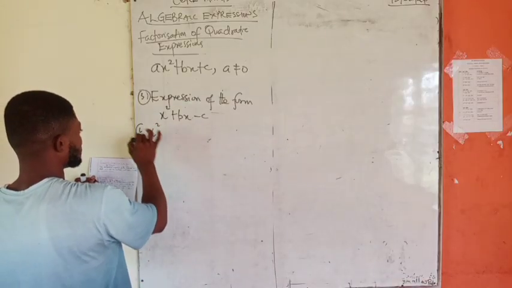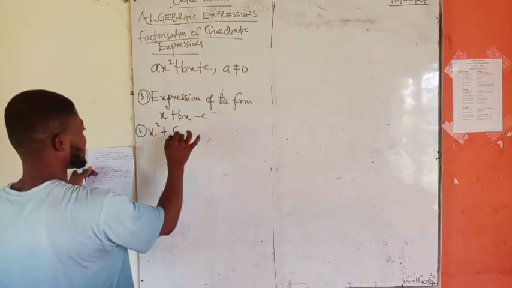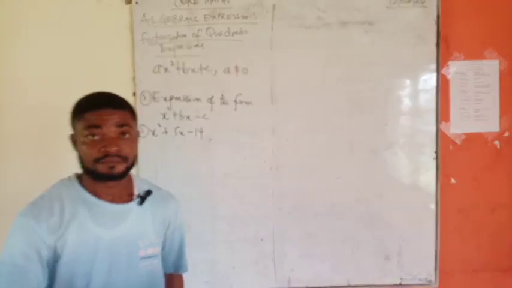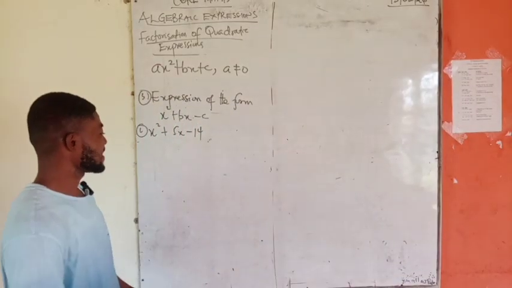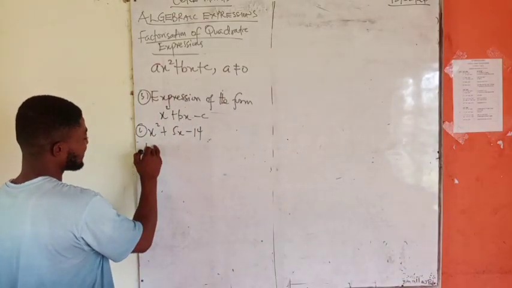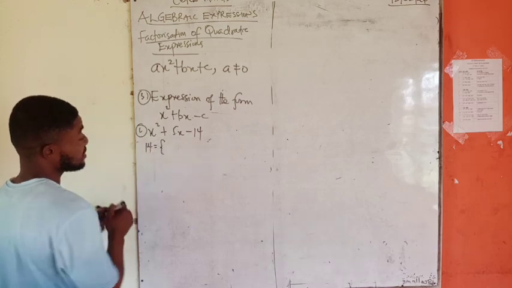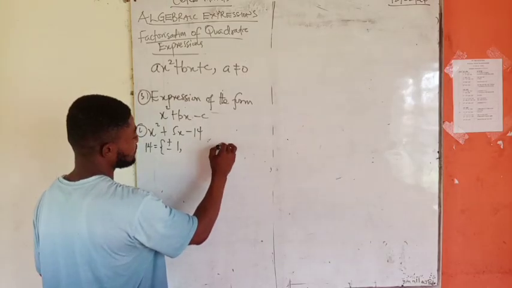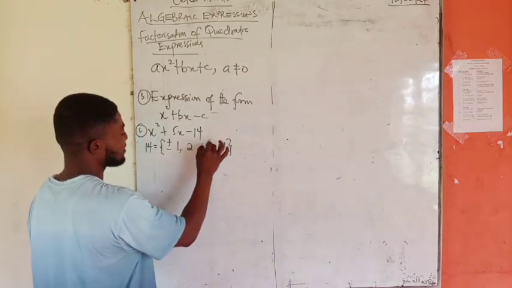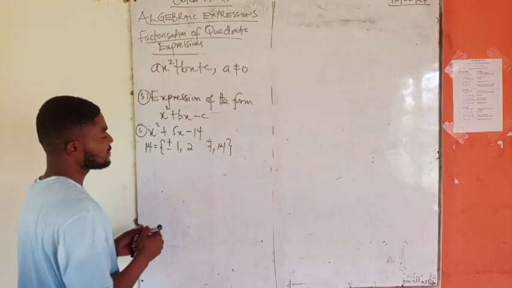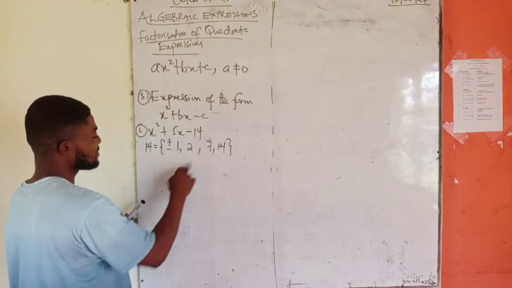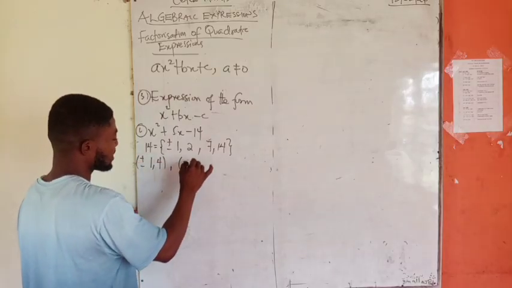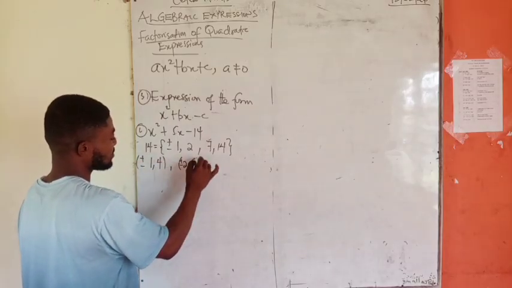x squared plus 5x minus 14. Yes, so x squared plus 5x minus 14. The same thing, we find the factors of 14. It should be plus or minus. So plus or minus 1 against 14, and then 2, 7, 14. Can 3 go into 14? 4, no, 5, no, 6, no, 7. Yes, 7 is already here. So I have 1 and 14 plus or minus, and then I have 2 and then 7 also plus or minus.